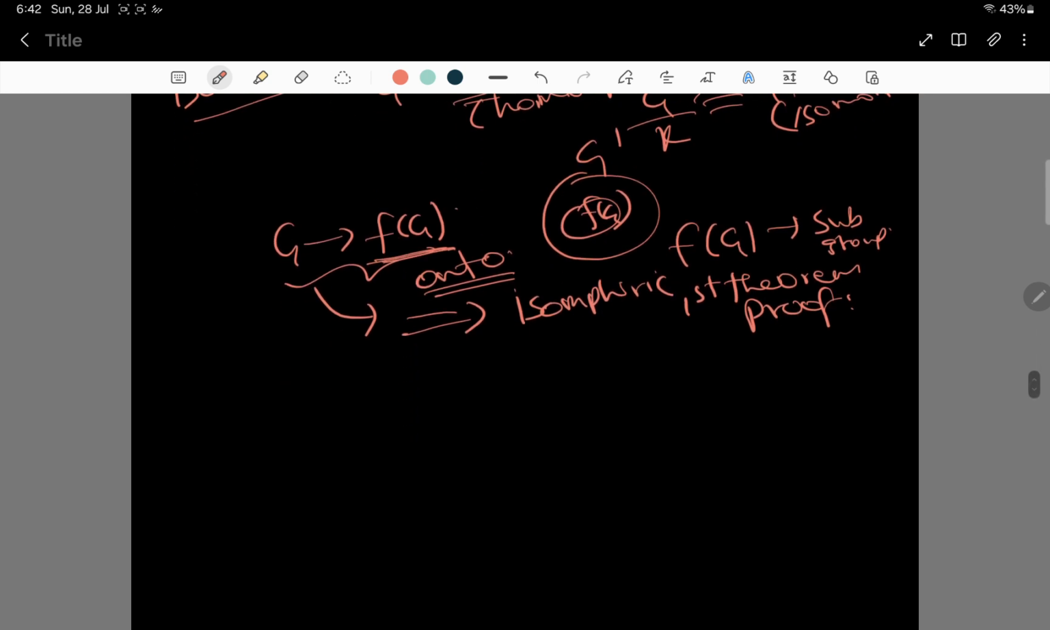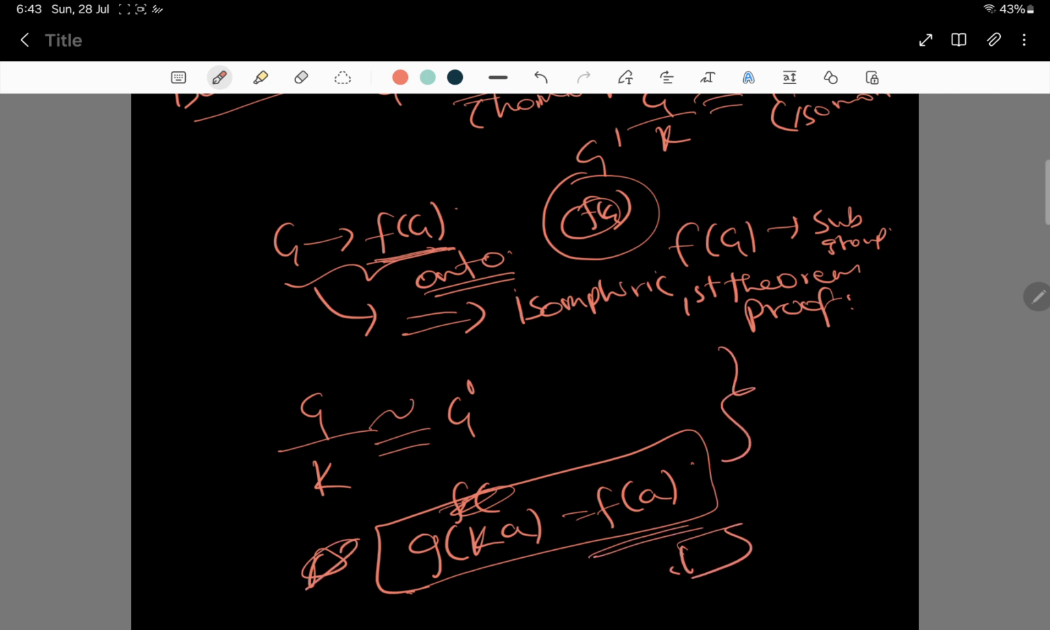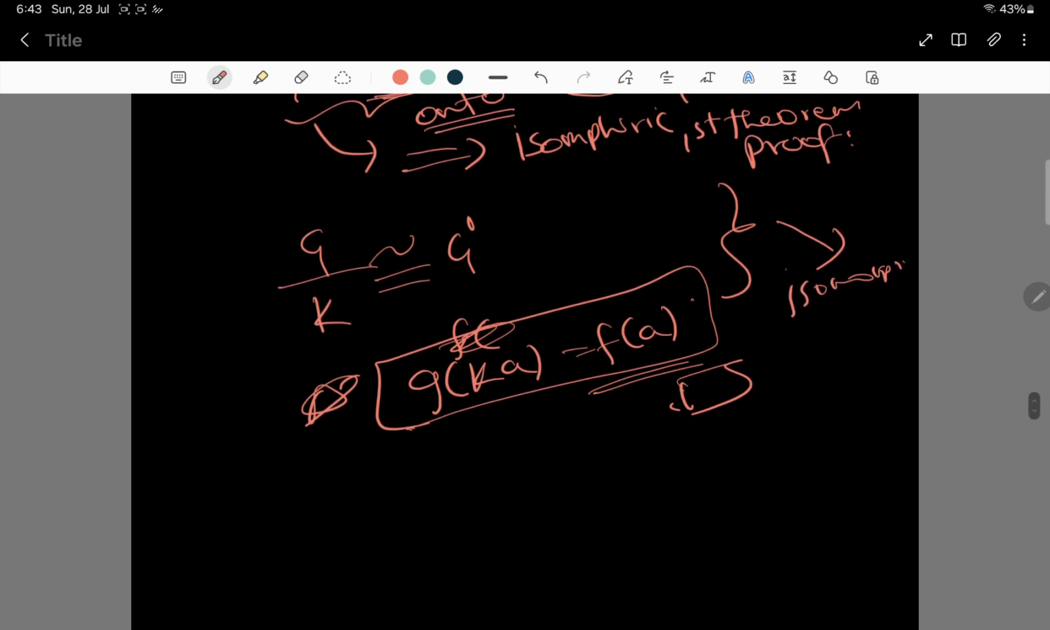where you will show G by K is isomorphic to G dash. How will we define a function here? g of Ka is equal to f of a. This is how we define the function, right? That's it. So basically you have to do the isomorphism theorem proof here. Let us do it anyway.